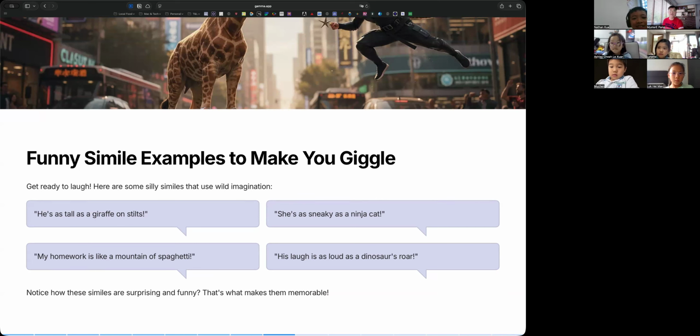She's as sneaky as a ninja cat, right? Cats are already sneaky, but ninjas are even sneakier, right? So ninja cats are super sneaky, extremely sneaky, okay?